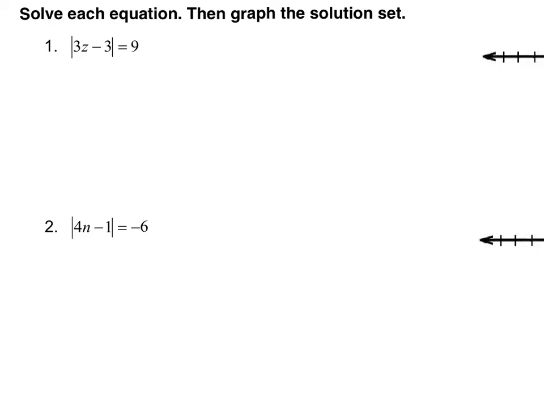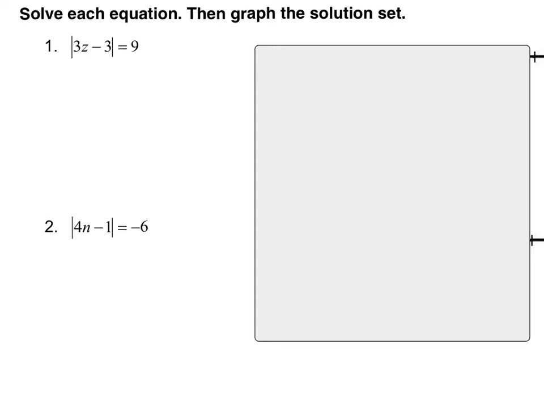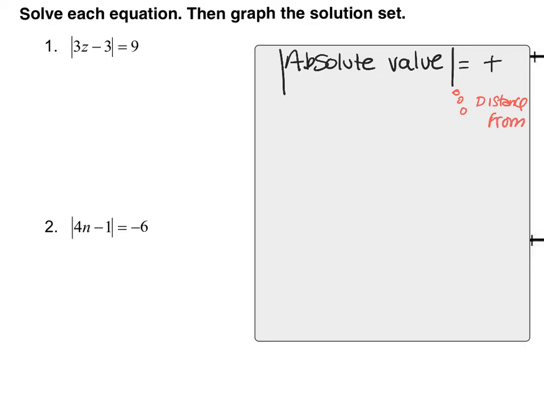Hi guys, for 2.6 we're going to be talking about absolute value inequalities. So hopefully you'll remember a little bit about the absolute value equations, which we're going to go through here. Recall that when you are talking about absolute value equations, what you're remembering is that the absolute value, which is symbolized by these two vertical bars, is always positive, because what it really is talking about is the distance something is from zero, and distance is always considered positive.